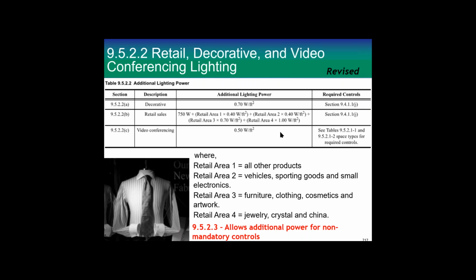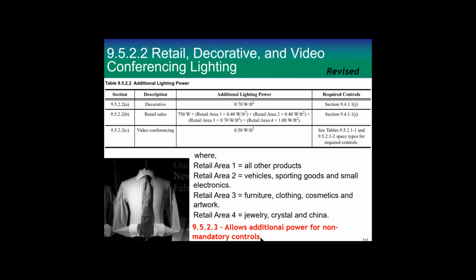Retail area 2 is vehicles, sporting goods, and small electronics. That is another plus. If you have that area, you can add that. Plus retail area 3, which has furniture, clothing, cosmetics, and artwork. And retail area 4 is jewelry, crystal, and china. So see, you get 1 watt a square foot for jewelry and china.